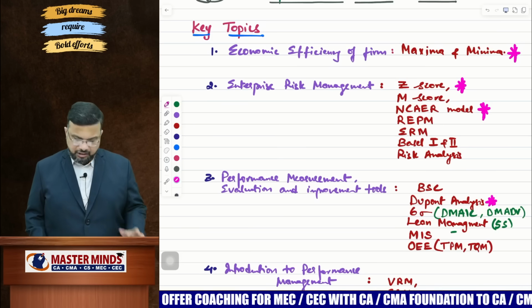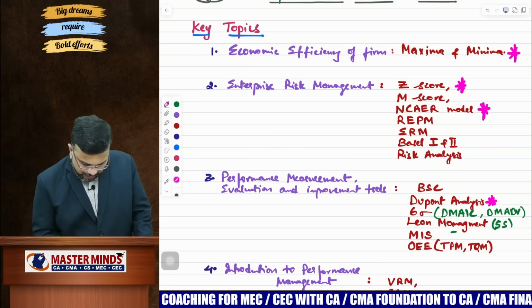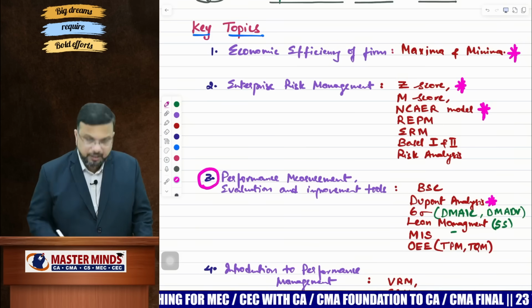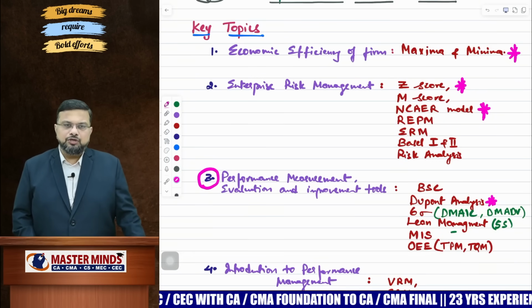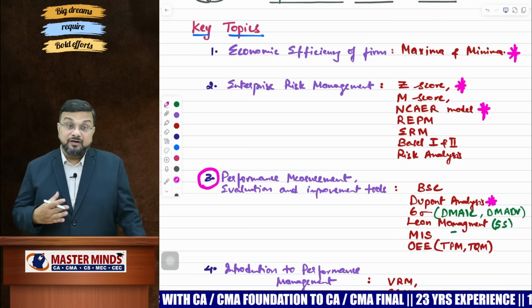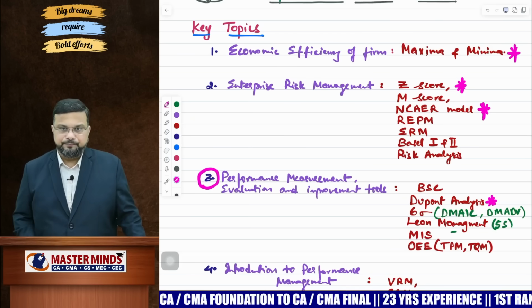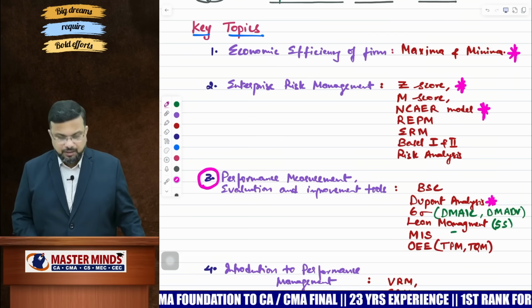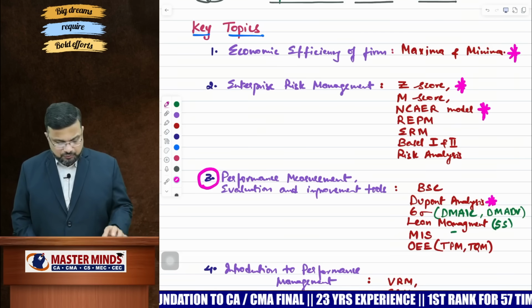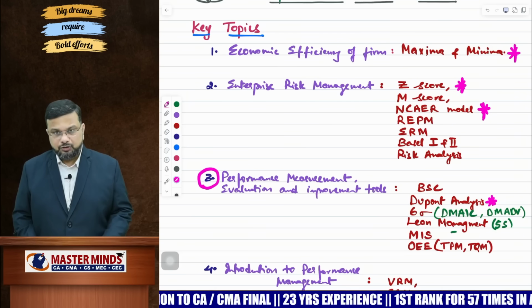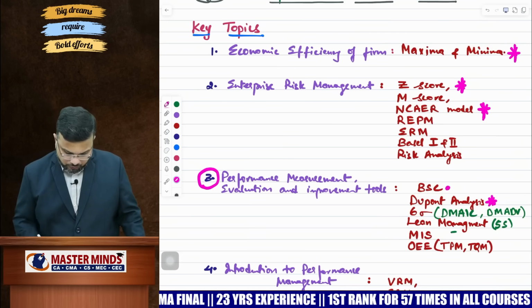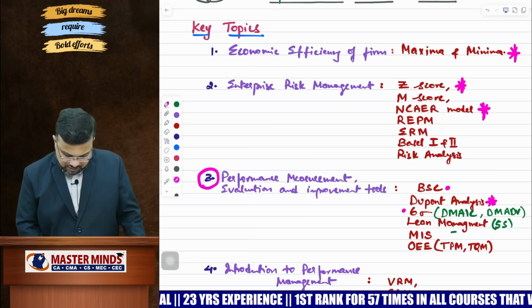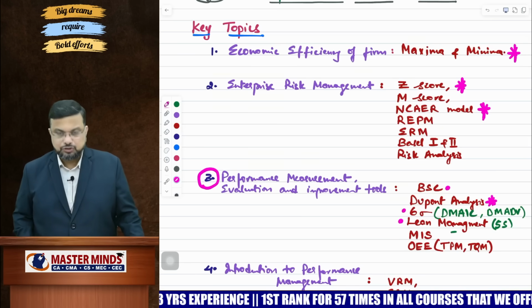Now when it comes to theory, focus on this particular chapter: performance measurement, evaluation, improvement tools. Because when it comes to theory, most of the topics will be covered from this chapter. In other chapters also we have theory, but in the examination, they are giving more questions from this particular chapter. So you have balanced scorecard, which is important. You have Six Sigma, which is important. Lean management is also important.